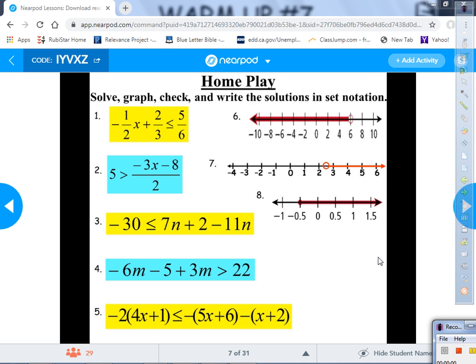But hopefully for tonight is solve, graph, check, and write the solutions in set notation for those problems. So make sure you work on numbers 1 through 5. I'm going to go over those today. Also the graphing portion for 6, 7, and 8. I'm going to go over that today also so you can refresh in your noodle.